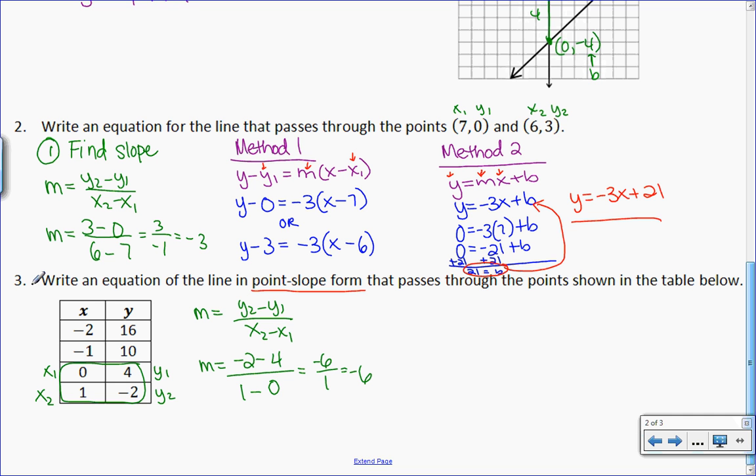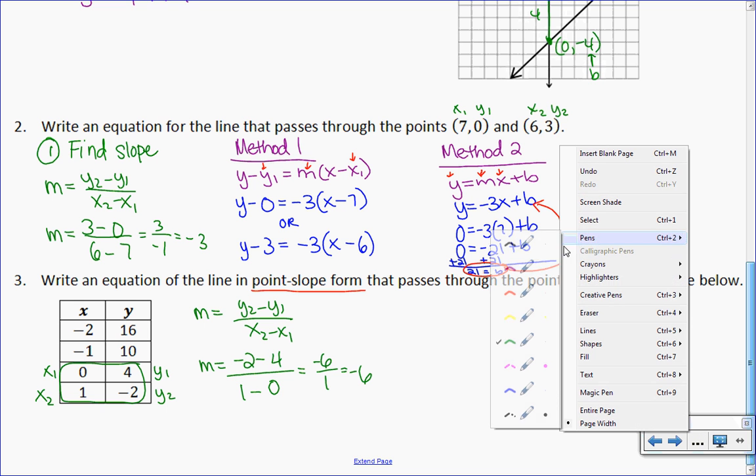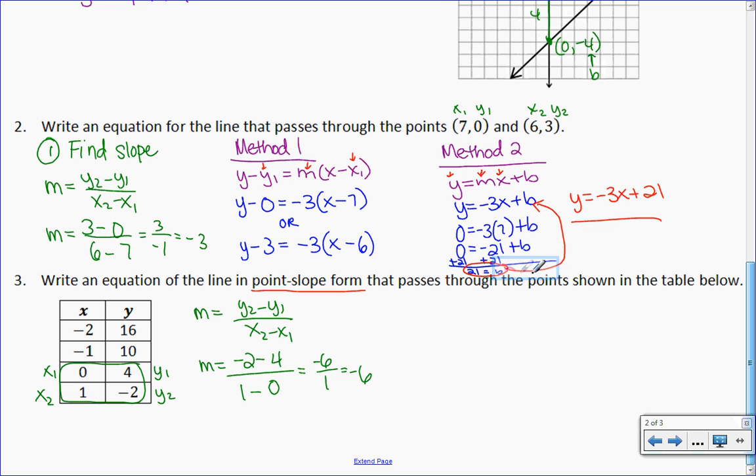Now in this case, this example says write an equation of the line in point-slope form, so it does have to be in point-slope form. So that's y minus y1 equals m times x minus x1. Now, it doesn't say which point to use, so we can use whatever point from the graph or from the table we want to. So let's use, I don't know, let's use this one.